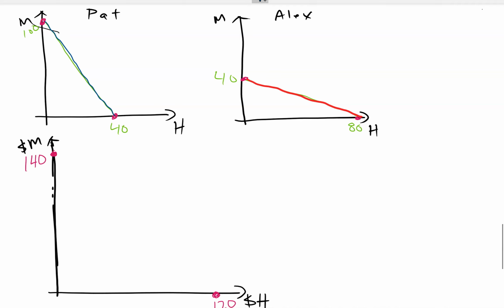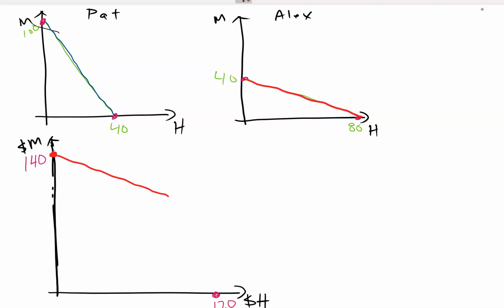The reason we put Alex first is because if we're starting from this point of 140, then we're producing all market. And you have to ask yourself, if somebody's going to start doing home goods, who should it be? Right now we're doing all market. If somebody's going to start doing home goods, it should be Alex. And so we just draw Alex's curve right on top of here.